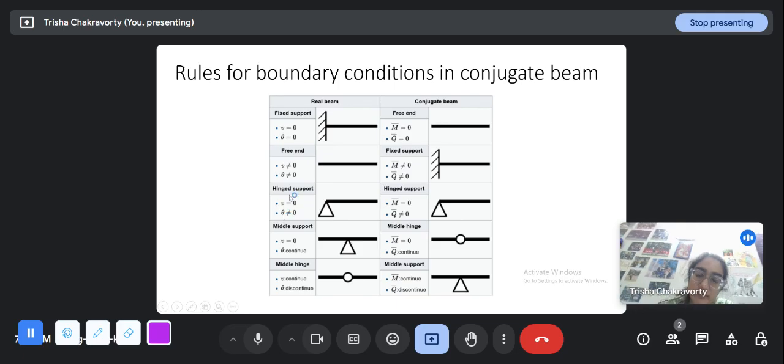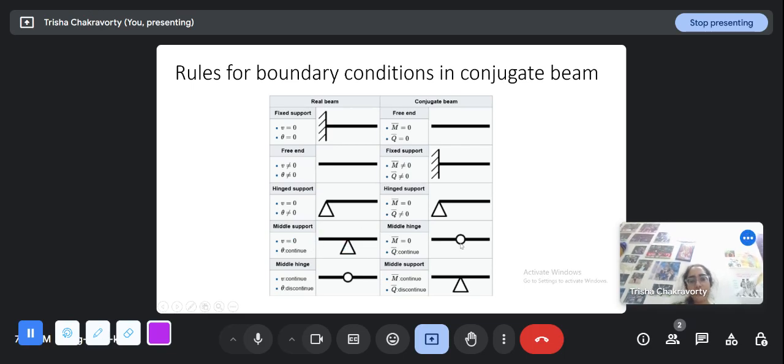At a hinge support, what we know is that the vertical displacement V is 0 and theta is not equal to 0, it is free to rotate. And in the conjugate beam, it remains a hinge support where the moment is 0 and the shear force is not 0, because it provides a support shear reaction, but it does not provide any restraint moment, so it is free to rotate.